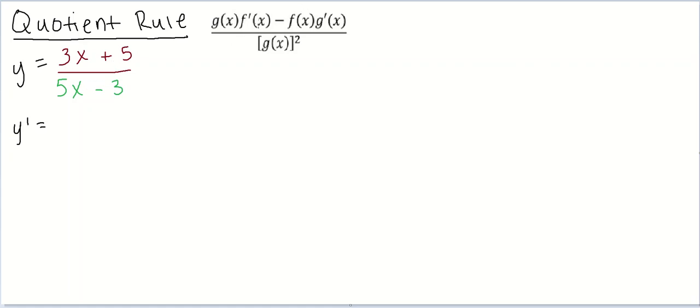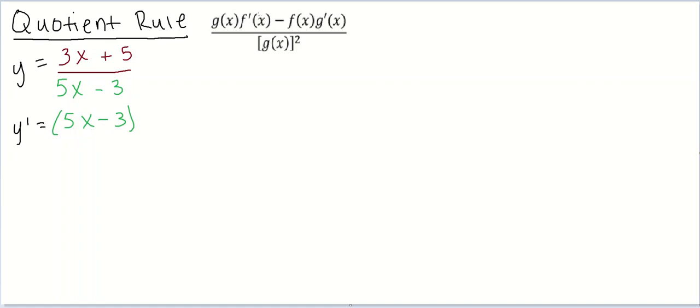So if we look at this formula over here, g of x is our bottom function, and this says to first just write g of x like normal. So our bottom function is 5x minus 3. So we're going to write 5x minus 3 like normal. And don't forget to use parentheses, always a good habit. So there's our g of x, our bottom function. We just wrote it like normal.